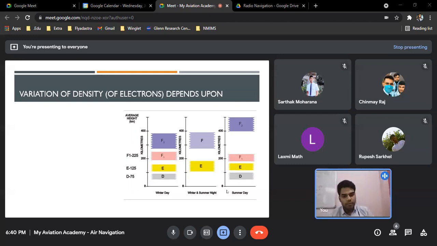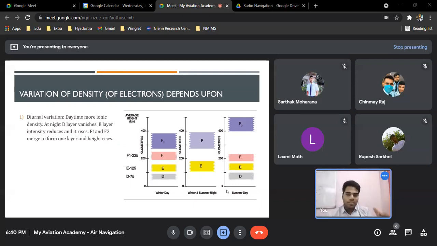All right. So let's see what the variation of density depends on. Now this is the same table. I have already explained to you the daytime and the nighttime. It's just the same thing in words. Diurnal variation, we also know what is diurnal. It is basically day versus night. So day versus night variation. Daytime, more ionic density is present. At night, D layer vanishes. E layer intensity reduces and it rises. If you see, E layer has risen. D layer vanished. F1, F2 merge and form one layer.